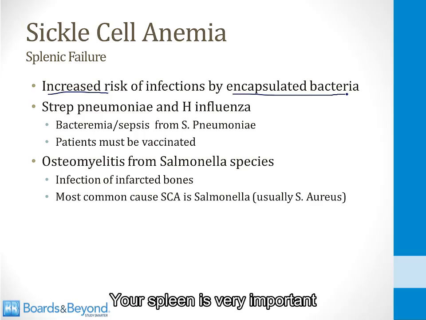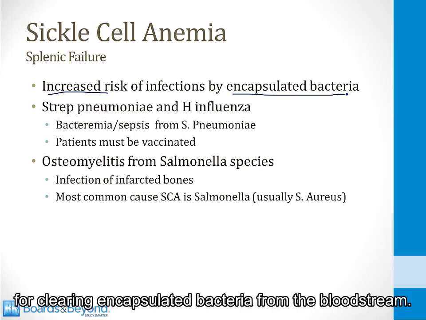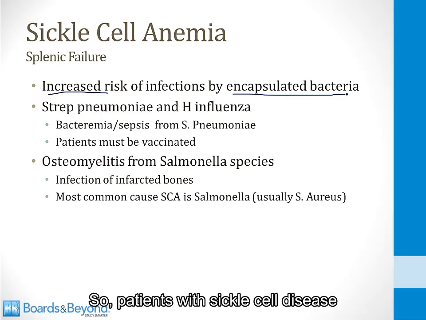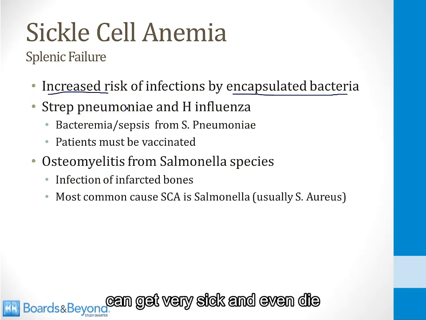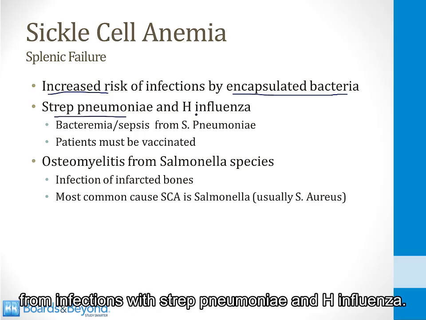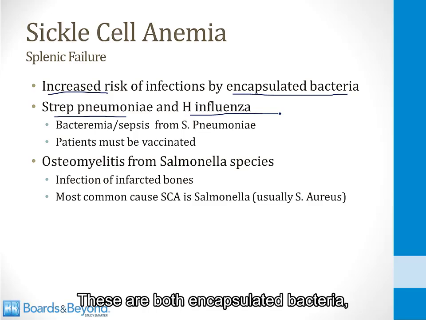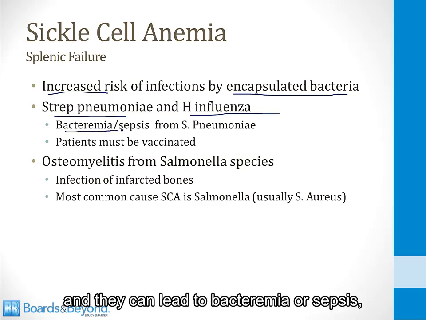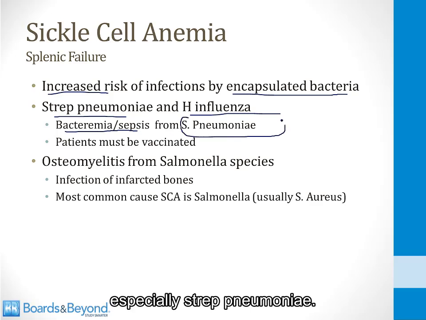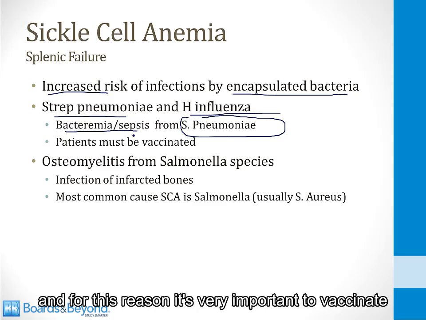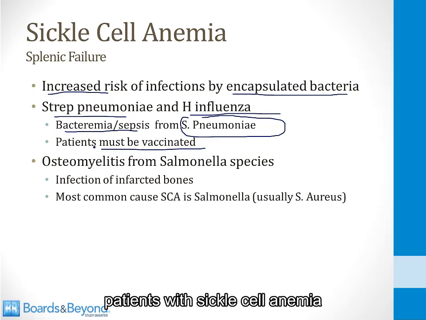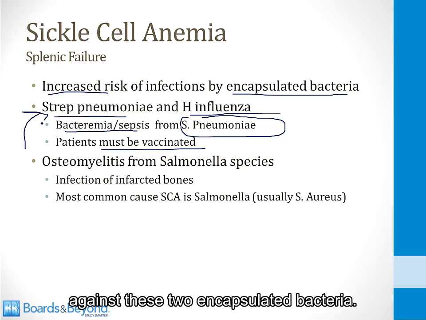Your spleen is very important for clearing encapsulated bacteria from the bloodstream. So patients with sickle cell disease can get very sick and even die from infections with strep pneumonia and H. influenza. These are both encapsulated bacteria, and they can lead to bacteremia or sepsis, especially strep pneumonia. This is a common way that patients with sickle cell anemia can die. For this reason, it's very important to vaccinate patients with sickle cell anemia against these two encapsulated bacteria.